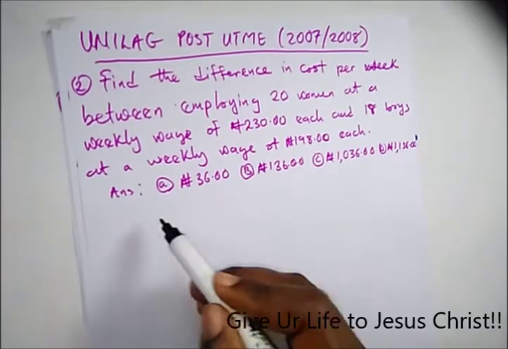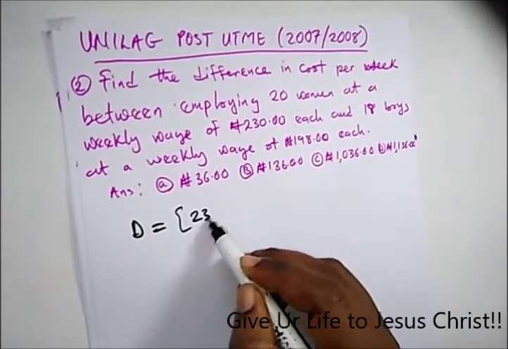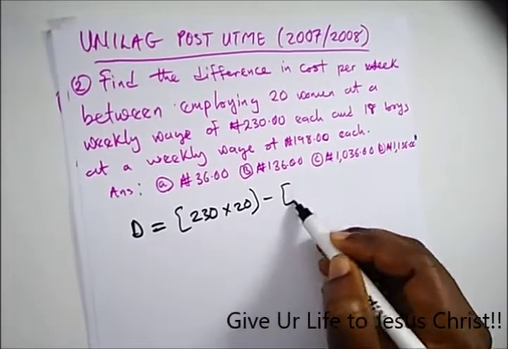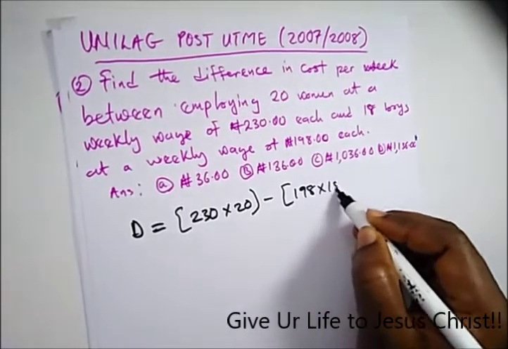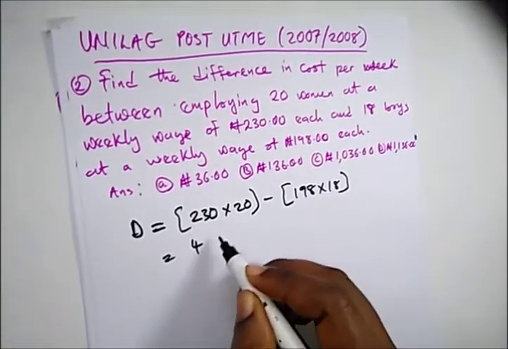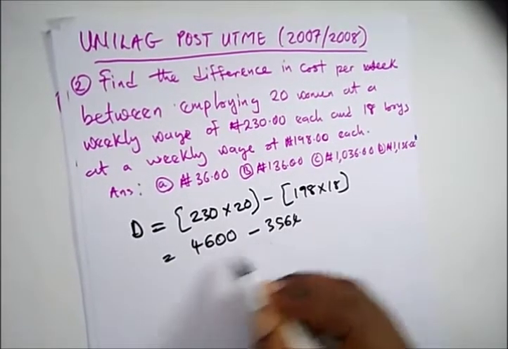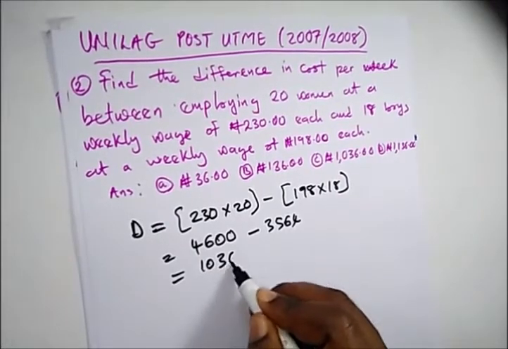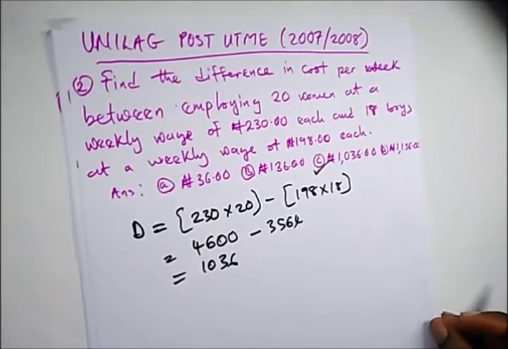So all you need to do is, our difference is 230, that's for the women, times 20 minus 198 for the boys times 18. And this will give us 4,600 minus 3,564. And our answer will be, if we minus this, we have 1036. And our correct option here is option C.